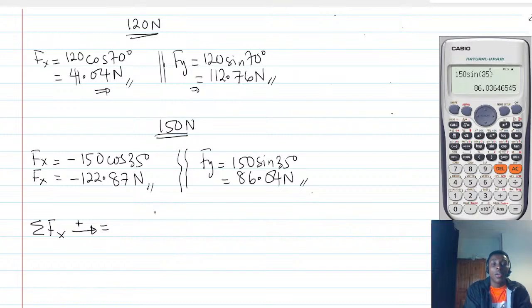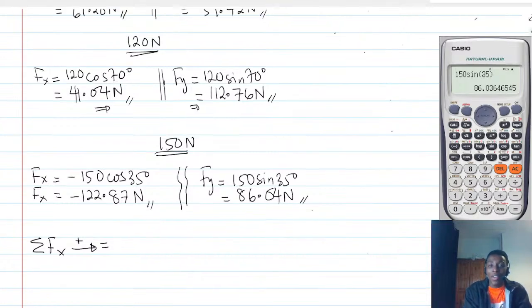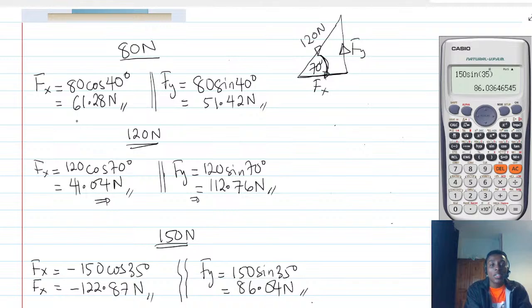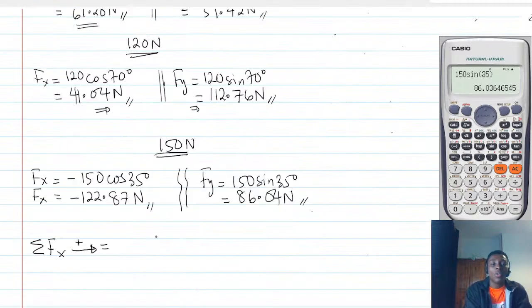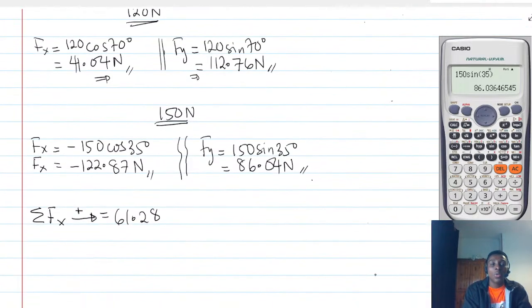Okay. Now we go back to the first one. It was 61.28, isn't it? Then we add it to 41.04. So let's do that. 61.28, that was the first value. Then plus 41.04. Then minus 122.87.